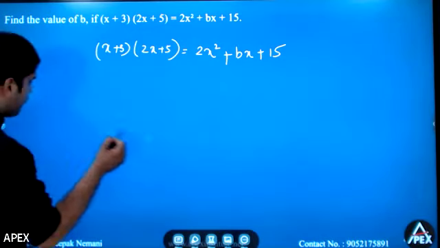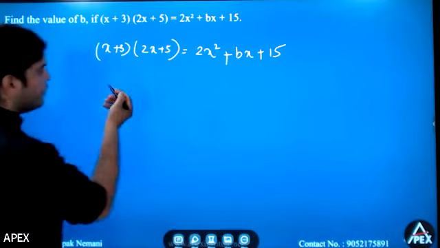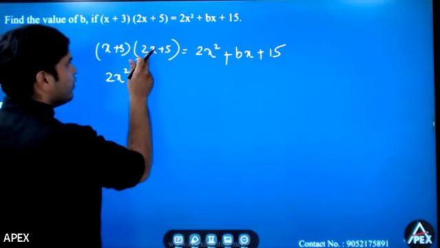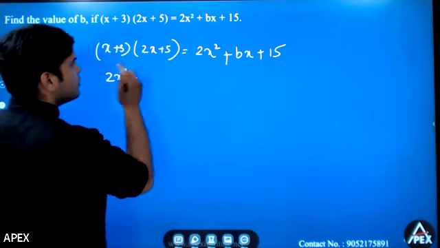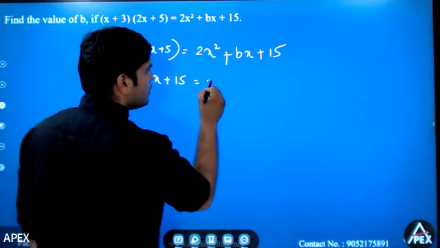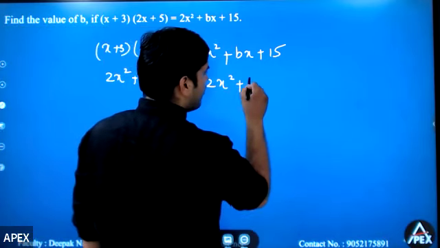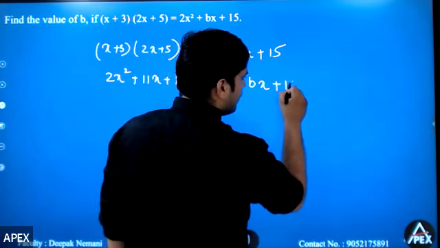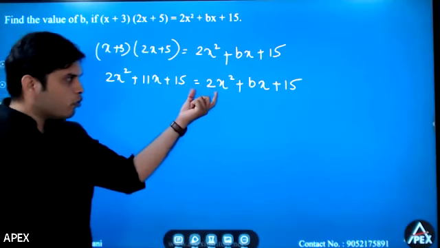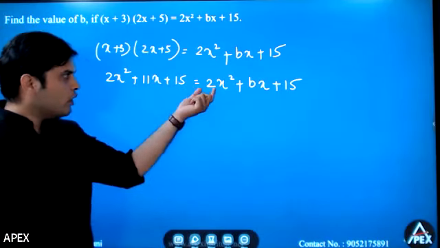Now the other way of doing this question, let me do it in that way as well. So you will be having 2x square plus 11x plus 15. This is equal to 2x square plus bx plus 15. So the coefficient of x square is the same and the constant is the same. So the value of b should be equal to 11.